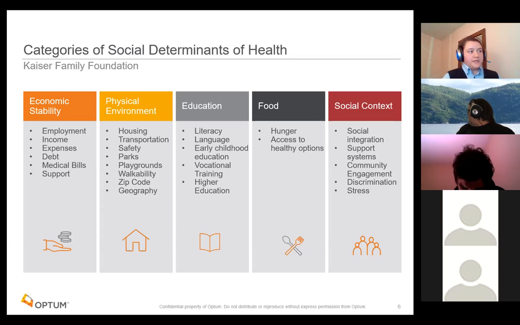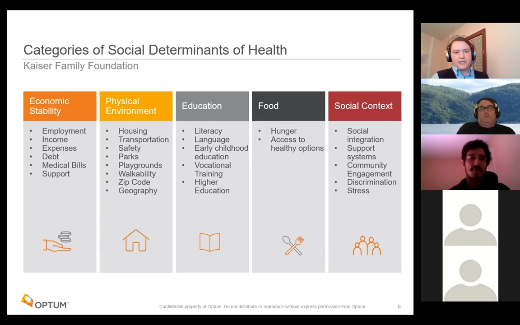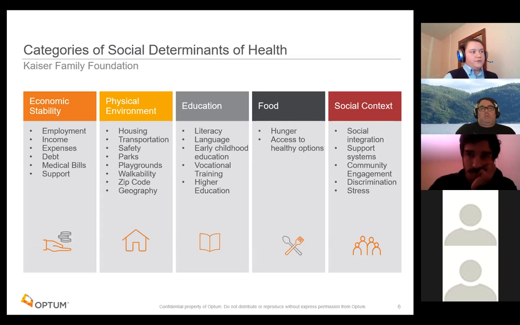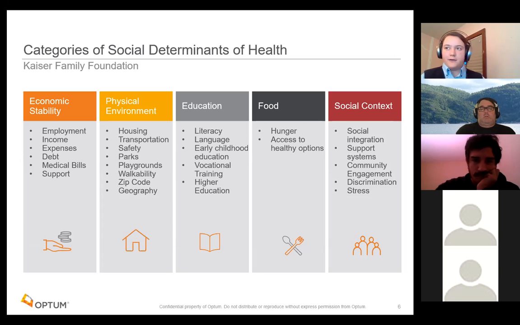As well, we have early childhood education. Many studies have shown that early childhood education is a trajectory of how you're going to do for the rest of your life, which kind of brings you to vocational training and higher education.